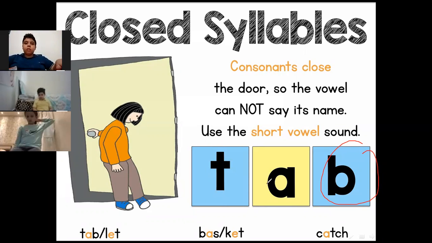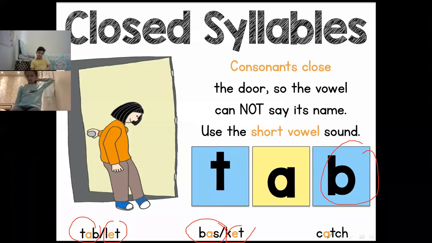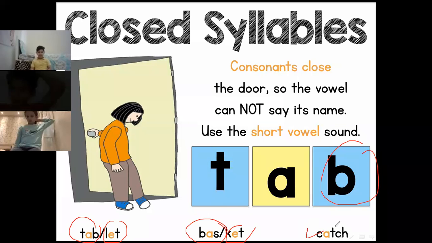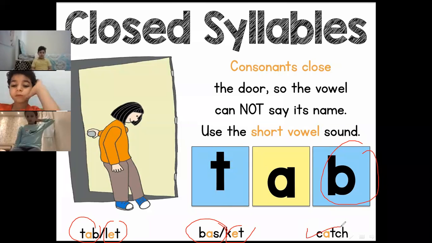So it will say its sound, like here. See, tablet, tab, it's a closed syllable. Lit is a closed syllable. So tablet, basket. Here, catch, it's only one syllable. This word has only one syllable. Why? Because it has only one vowel sound. Let's try tablet, basket. Okay? For catch, it's only one syllable.